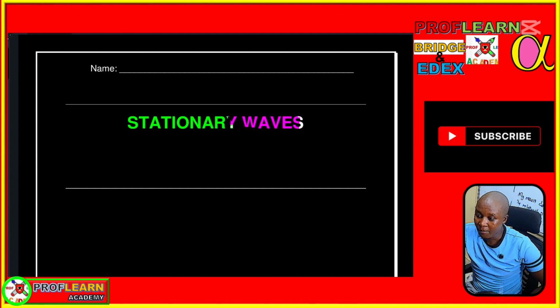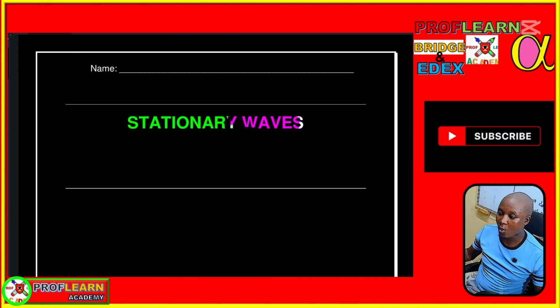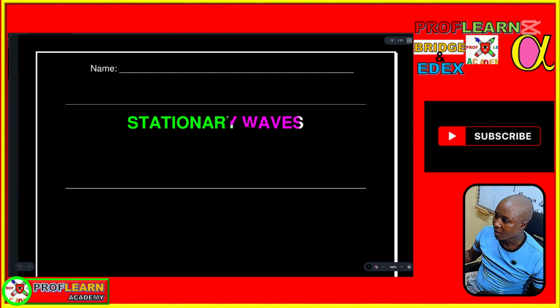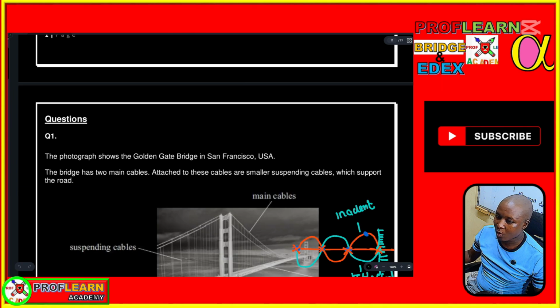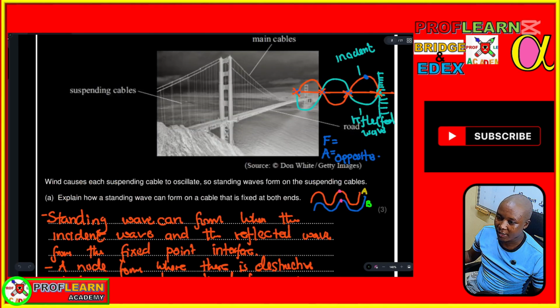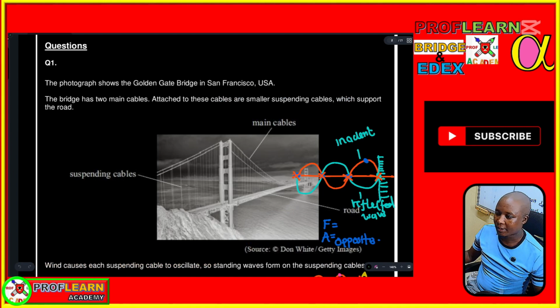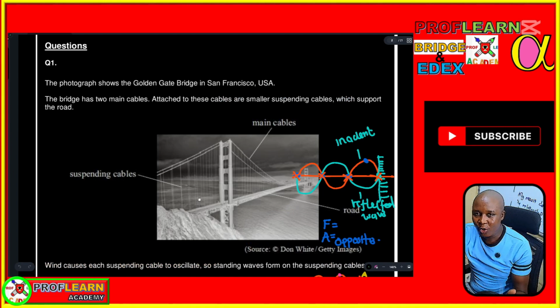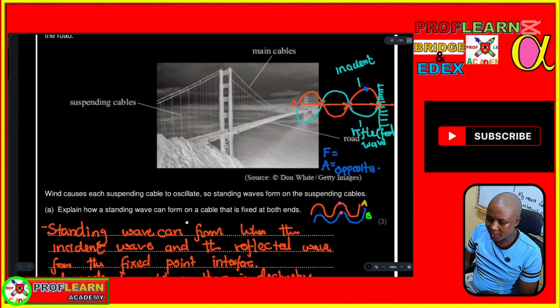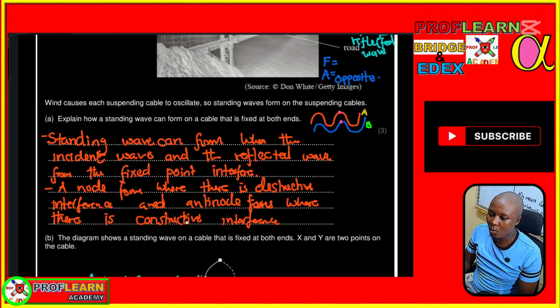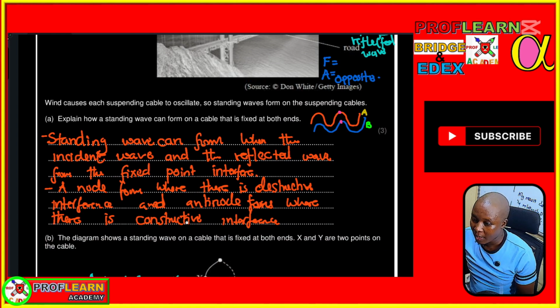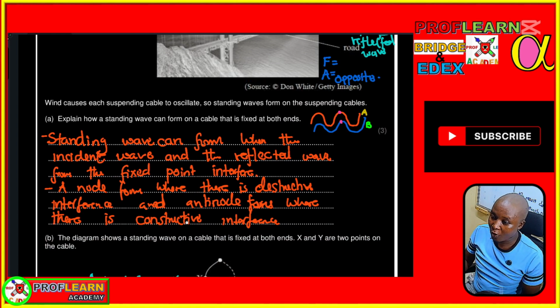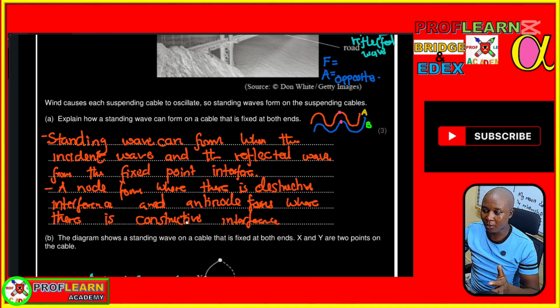So stationary waves is one of the topics that is tested in Unit 3. And one of the areas that we are going to focus on here is how we define or state the formation of a stationary wave. Here you are supposed to explain how standing waves can form on a cable that is fixed at both ends.